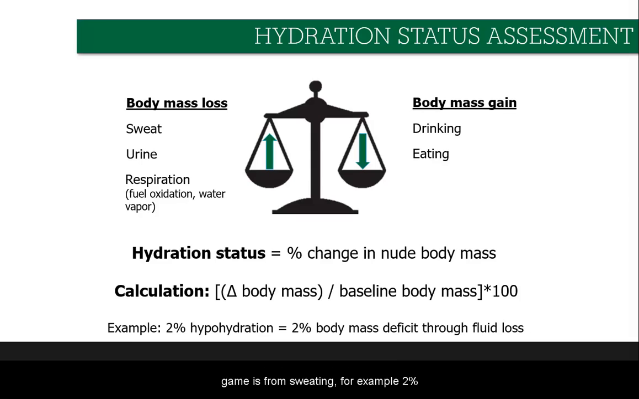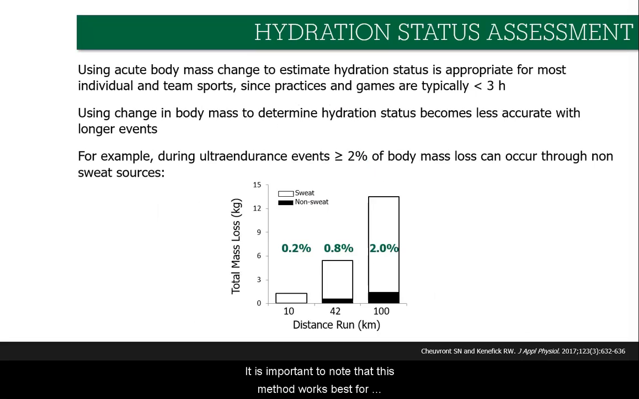For example, 2% hypohydration means that there is a 2% body mass deficit through fluid loss. It is important to note that this method works best for exercise durations less than about 3 or 4 hours. For longer periods of physical activity, such as endurance events, other non-sweat sources of body mass loss, such as fuel oxidation, can lead to significant overestimations of body water loss.